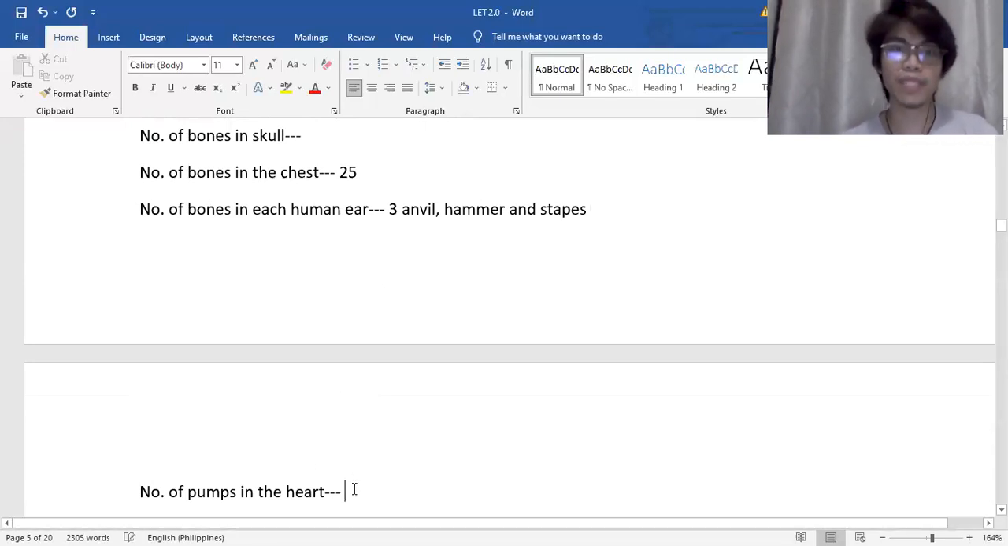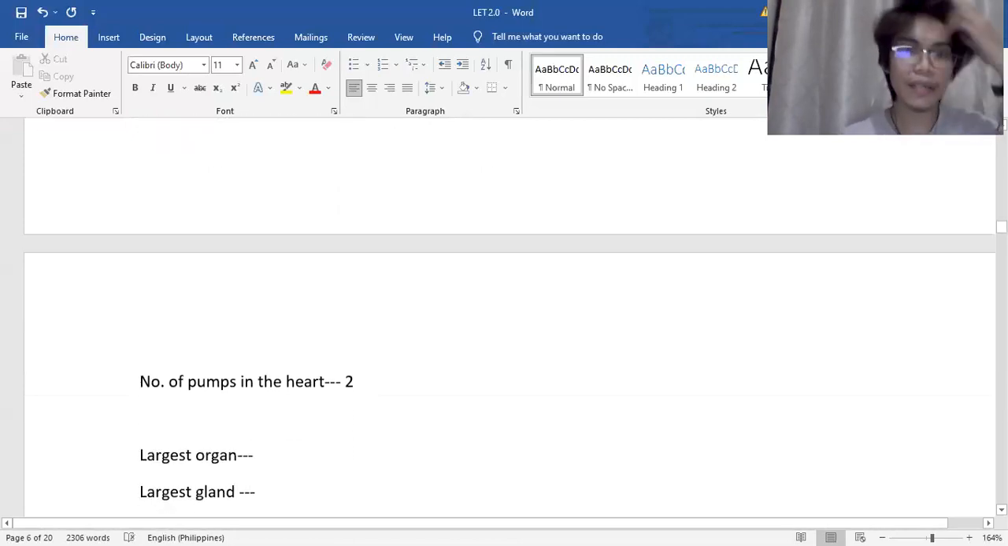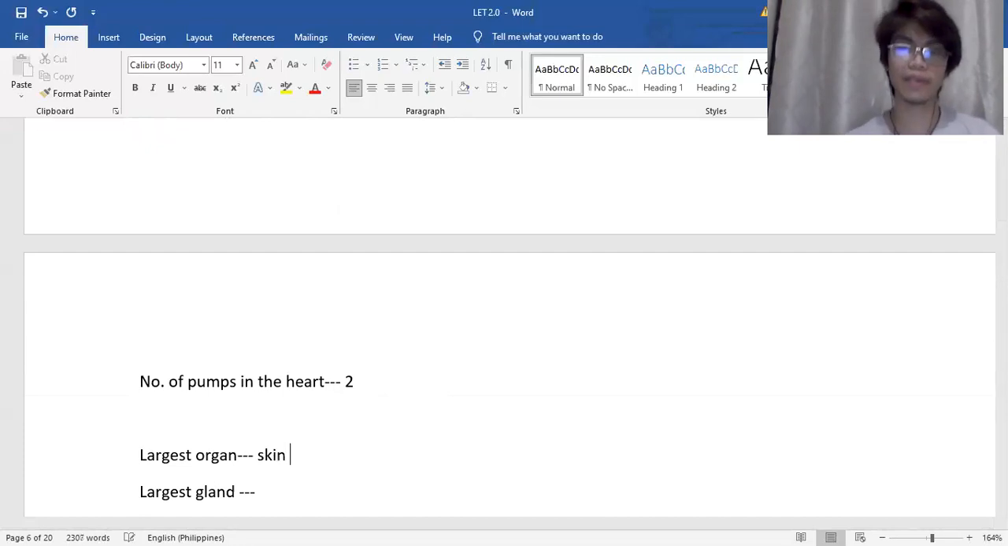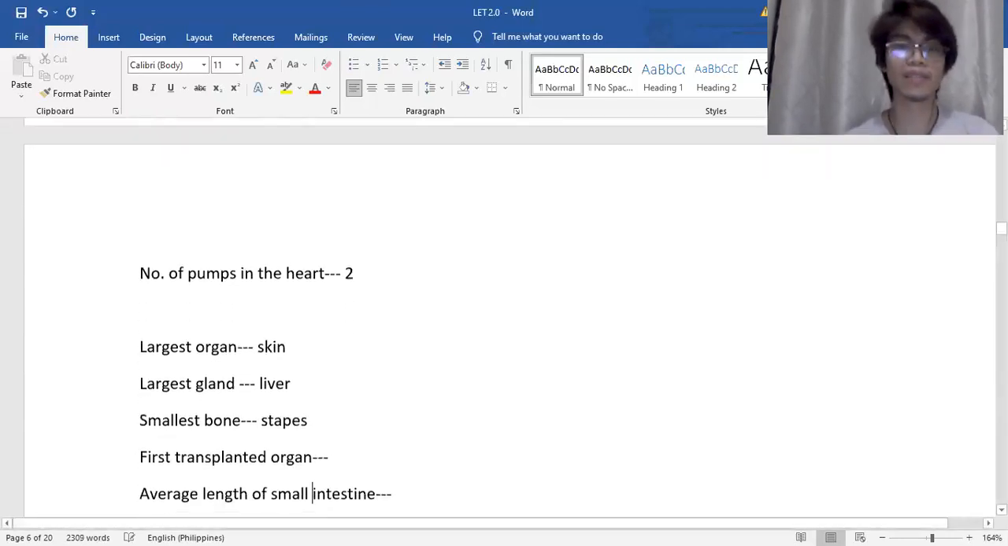Number of pumps in the heart, 2. The diastole and the systole. That is the number of pumps in the heart. Largest organ, of course, the skin. Largest gland, what is the largest gland? That is your liver. Smallest bone in the ear, that's the stapes.